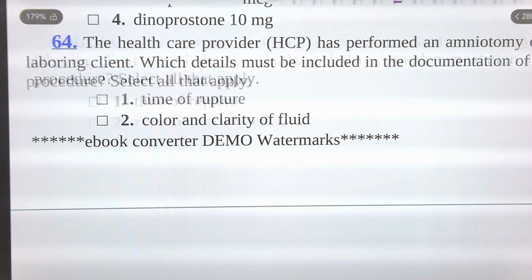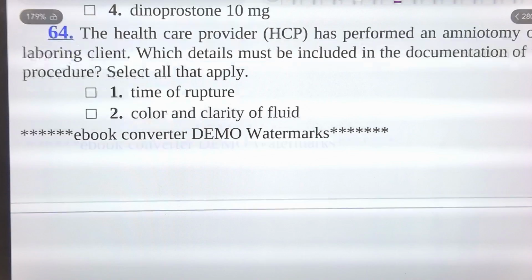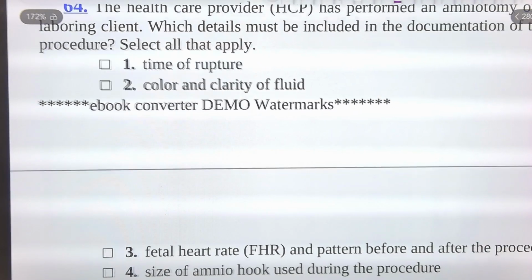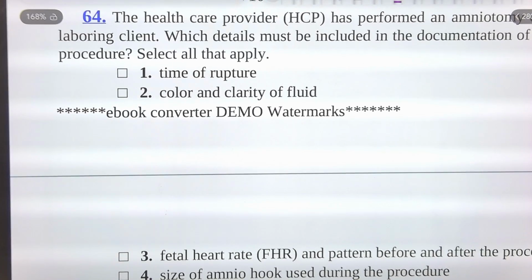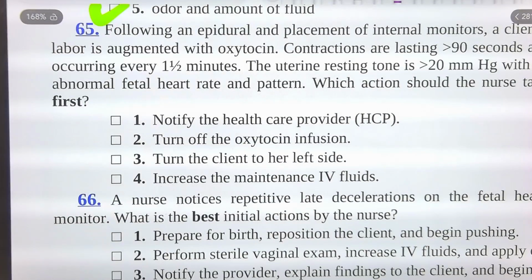64. The HCP has performed an amniotomy on a laboring client. Which details must be included in documentation of this procedure? It's a SATA question. You have to select more than one option. So read the question and options carefully. What can be the answers? So what can we include in documentation? Time of rupture, color and clarity of the fluid, fetal heart rate patterns, and odor and amount of fluid. Let's read the next question.